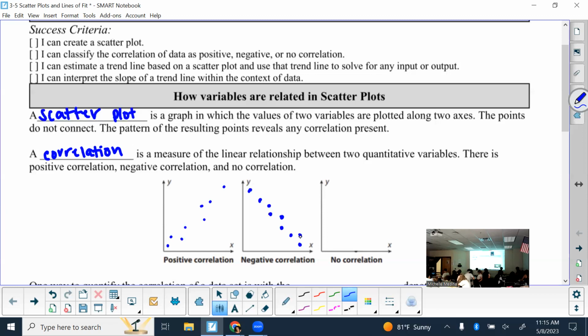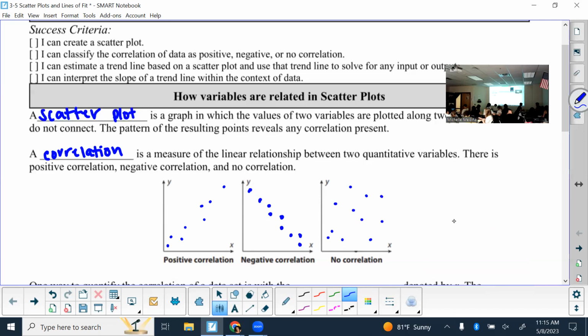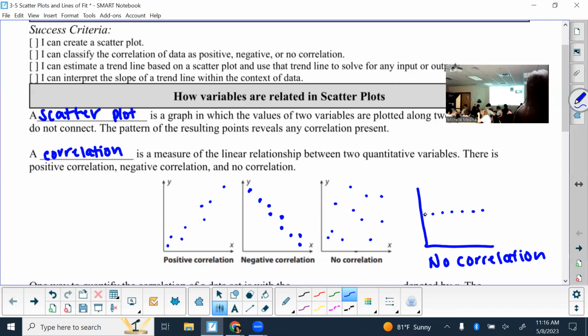And then no correlation, what would that look like? Okay, no specific pattern. You can't really tell if it's going up or down. So that could be an example of no correlation. Another example of no correlation could be a straight horizontal line. All right, so there you go. No correlation, no pattern. You can't tell if it's going up or down. So questions on that?